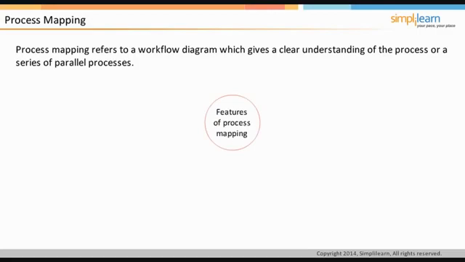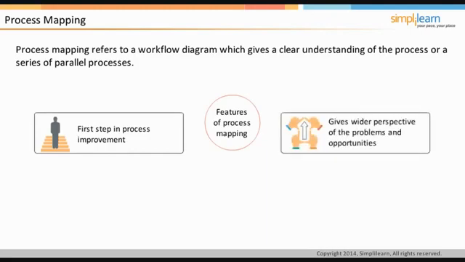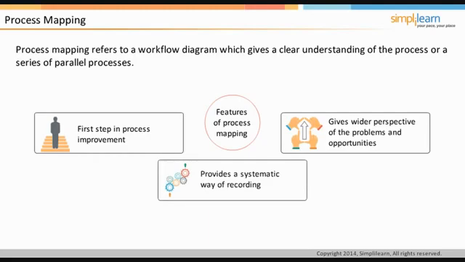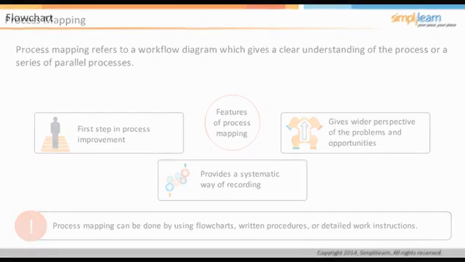The features of process mapping are as follows. Process mapping is usually the first step in process improvement. Process mapping gives a wider perspective of the problems and opportunities for process improvement. It is a systematic way of recording all the activities performed. Process mapping can be done by using any of the methods like flowcharts, written procedures, and detailed work instructions. Let us learn about flowchart in the following screen.